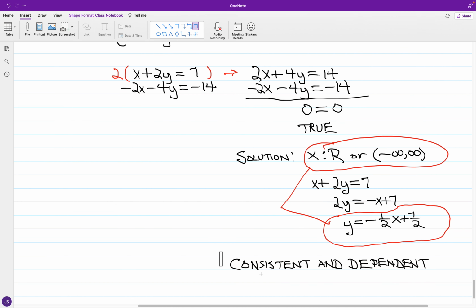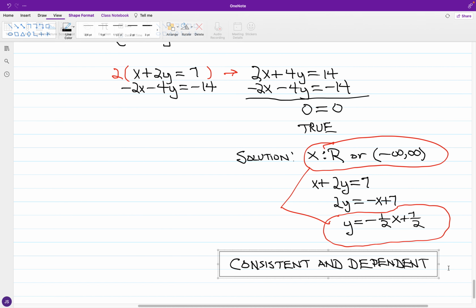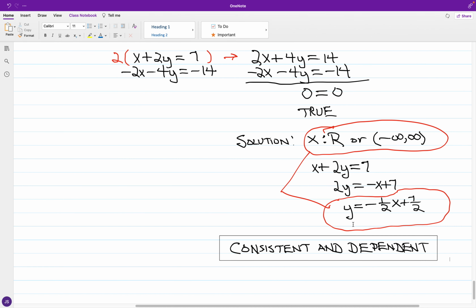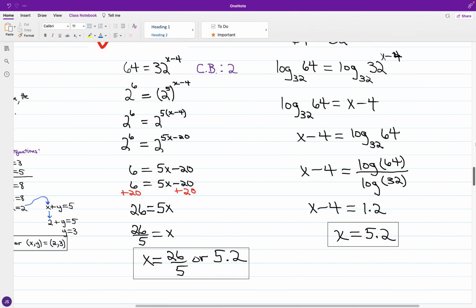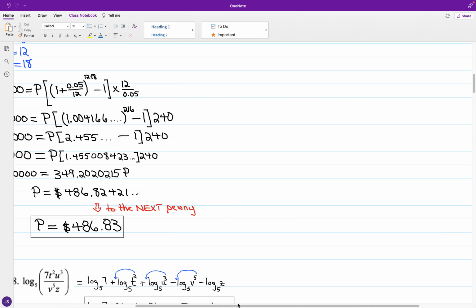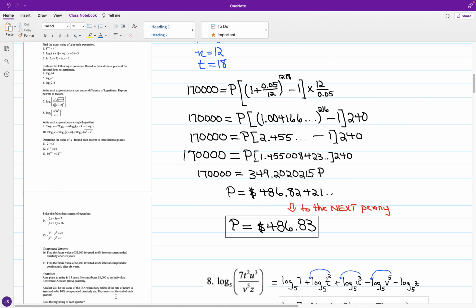Right, so you solve for x, and if x has an infinite number of solutions, you're going to write either equation in terms of y. In this case, you have y is equal to negative 1/2 of x plus 7/2. Okay, now for rounding out, what we have in the mix.